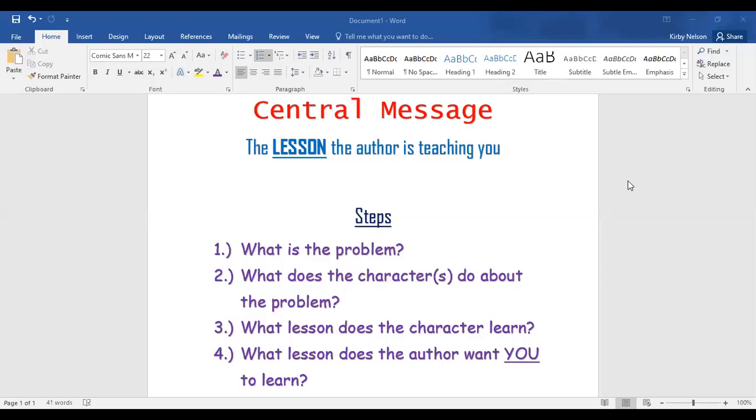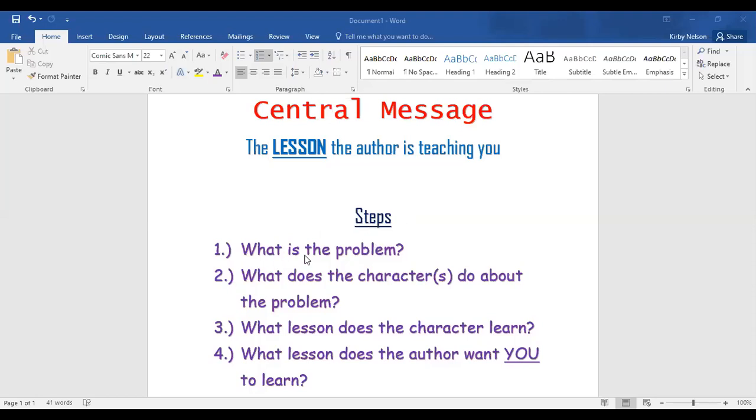Now, the central message is the lesson that the author is trying to teach you in the story. It's also the lesson that the character learns. So the character learns the lesson and then you learn the lesson. And there are different steps to figuring out what the central message is in a book.